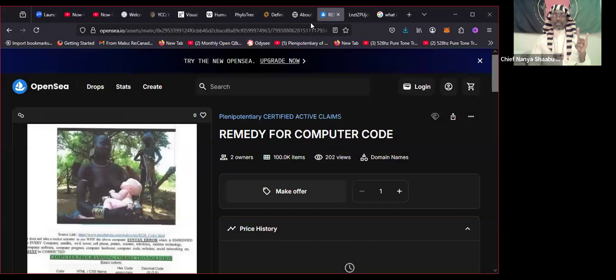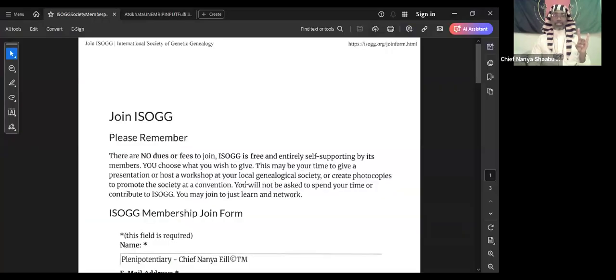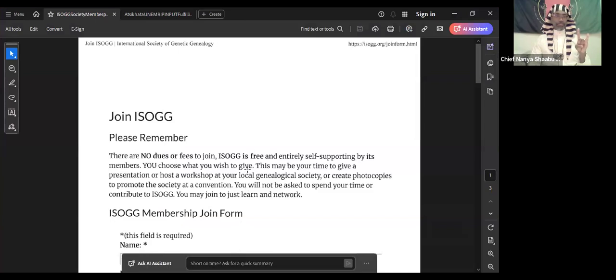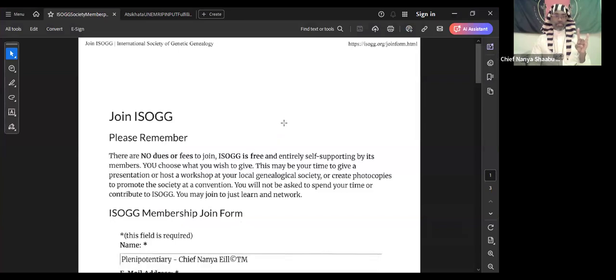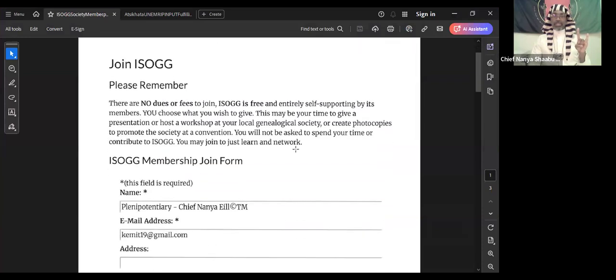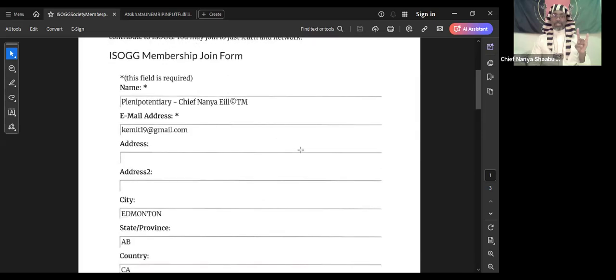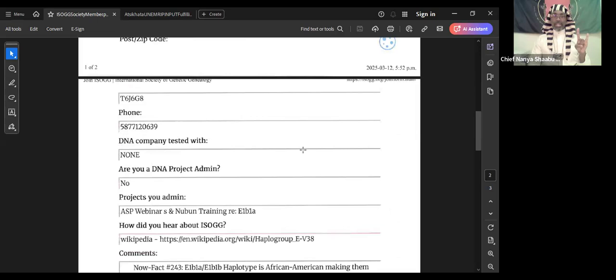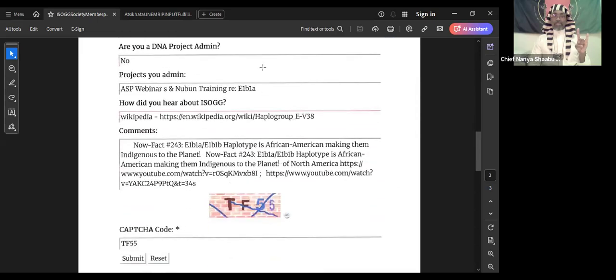This Now Fact has been brought to you courtesy of the ISOGG, which is the International Society of Genetic Genealogy. So grateful to them. I joined, and the rest of the members of Atsakata Nation obviously are going to join as well. And so now we are a member, and they have the link to Now Facts 244 and 243.